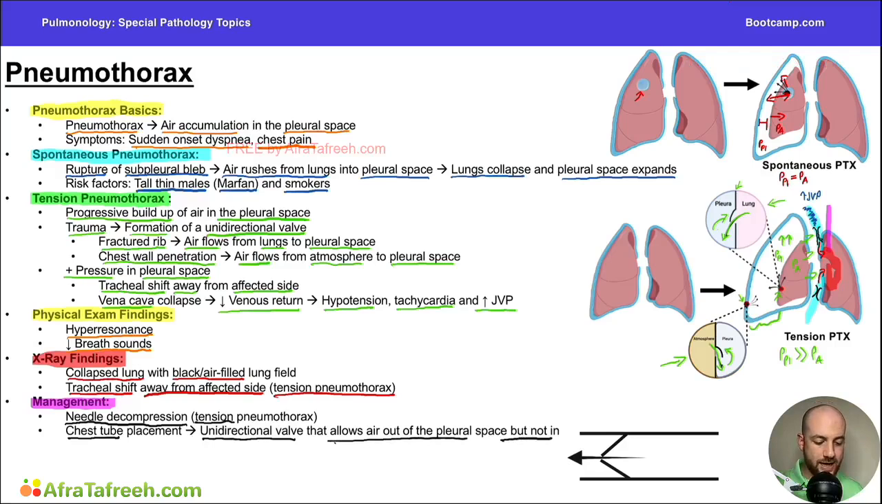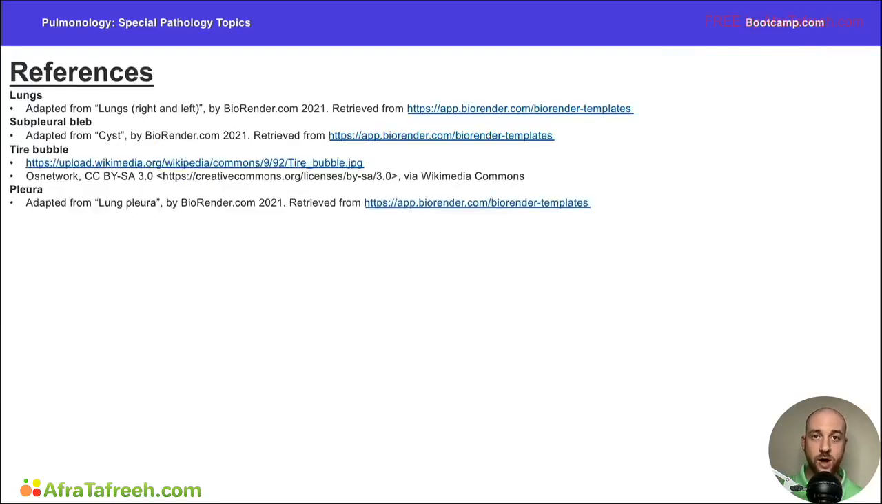So just taking a look at this diagram right here, let's say out here is the atmosphere and over here is the pleural space. With every breath, we are going to expel air out of the pleural space into the atmosphere, but of course, air cannot return into the pleural space. And so with every breath, we are going to be expelling air out of the pleural space in an attempt to relieve the pneumothorax. All right, and that's all we got for our video on pneumothorax.